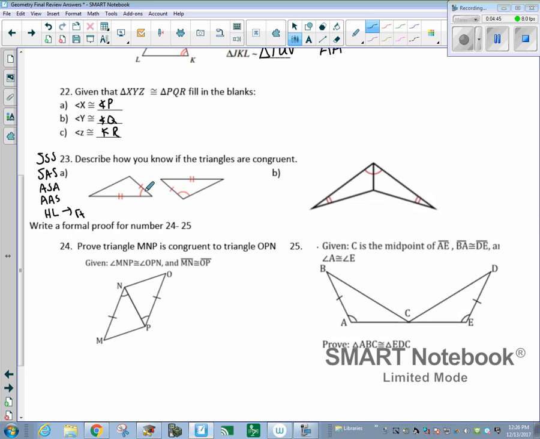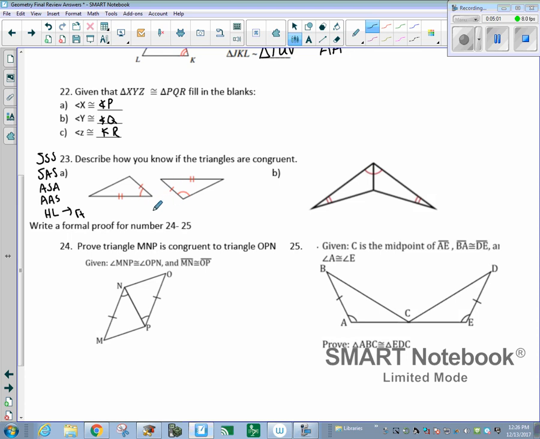If I try to line these triangles up, it looks like this angle here is between the two sides, and so that looks like side angle side, but you'll notice that these two over here don't match up, and so we're missing this angle right there.